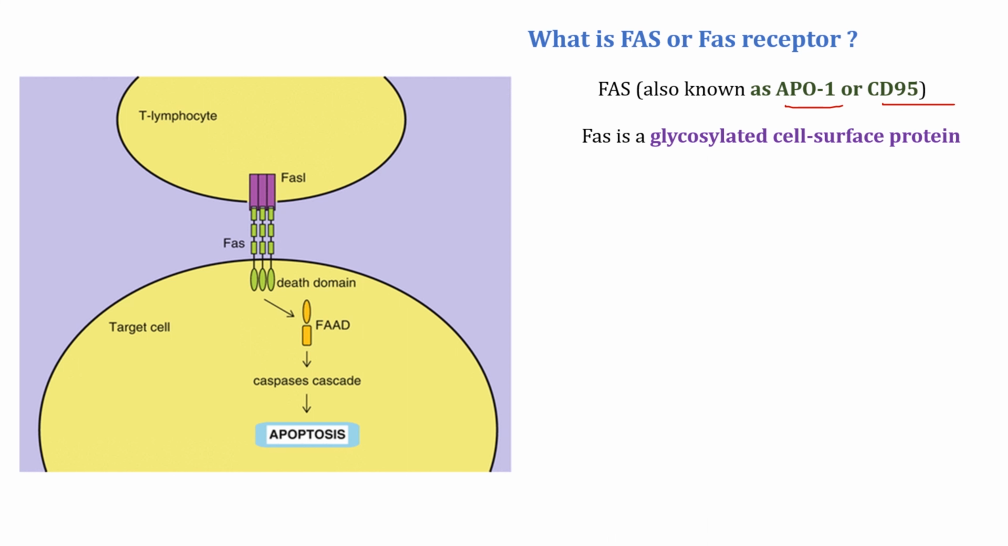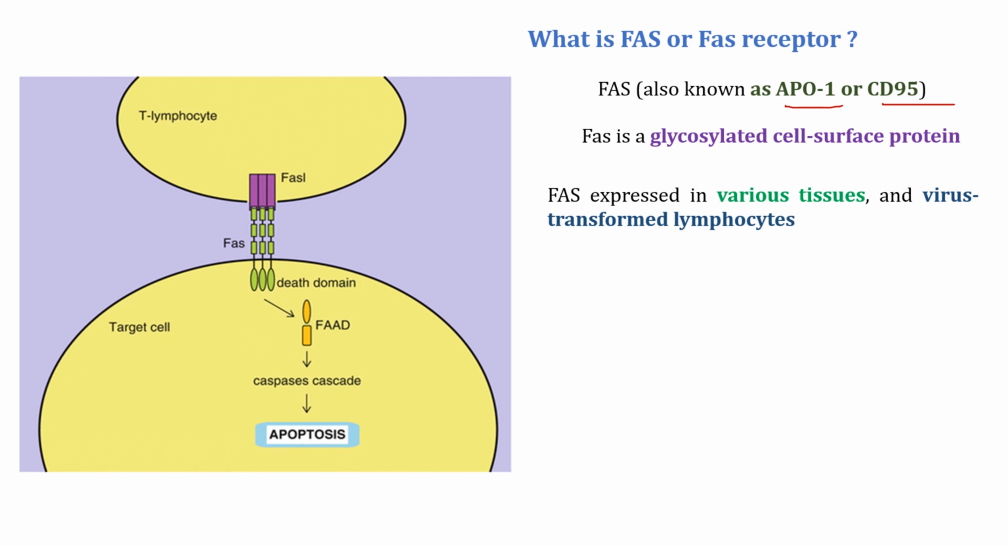Okay. So the name CD95 is based on its designation of cluster of differentiation 95, right? That is the system used by immunologists to classify cell surface molecules. A number of cell surface molecules are called CD, like CD95. Okay, the name APO1 is derived from the term apoptosis antigen 1.